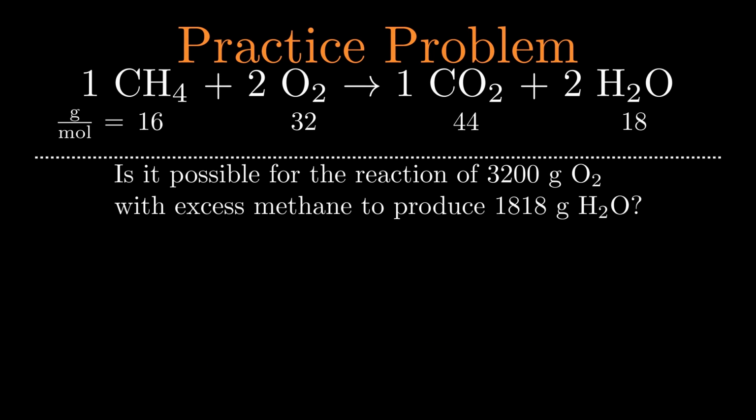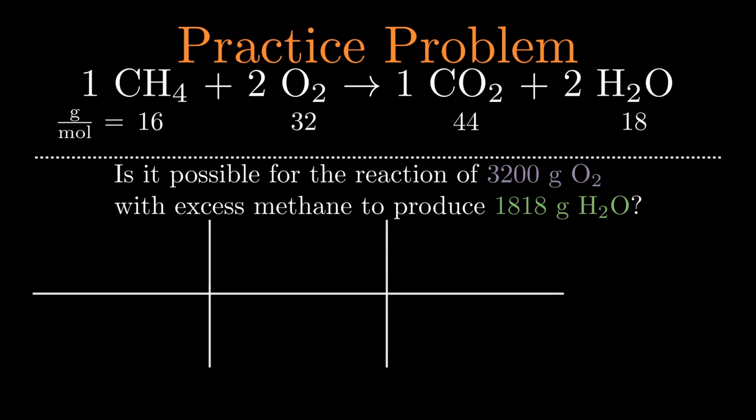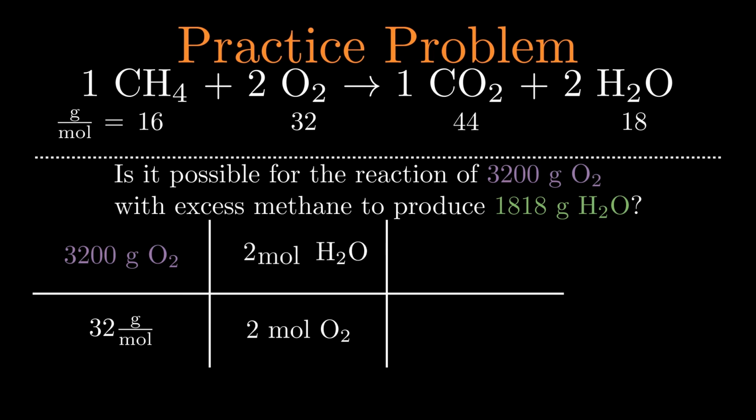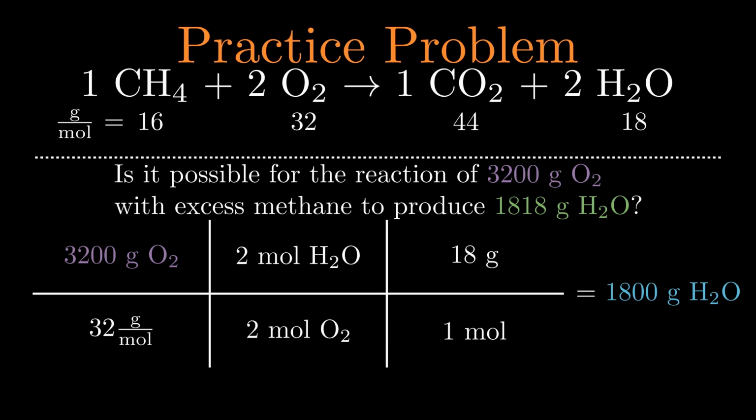The mass of water is the actual yield since the question tells us that is what's produced. The 3,200 grams of oxygen is the given which goes in the top left of the grid. Its molar mass is put underneath and the coefficient from the equation goes in the bottom middle. The coefficient for water goes in the top middle with its molar mass in the top right. When the calculation is performed, the result is 1,800 grams of water.